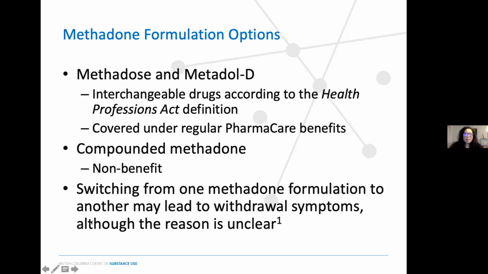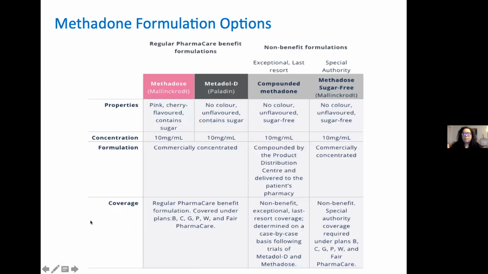The next slide describes really briefly what Methadose is. It's pink. Methadone D is no color. It contains some sugar and you mix it with Tang most usually. And it is a benefit.